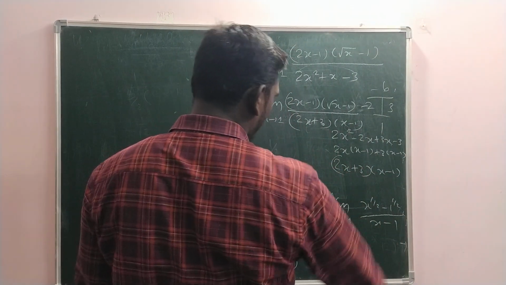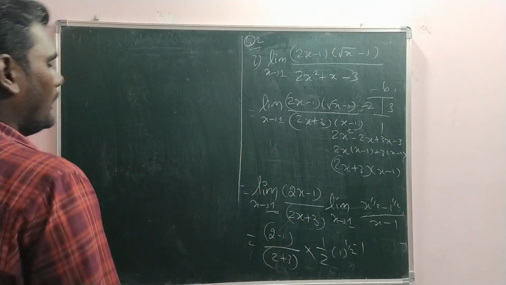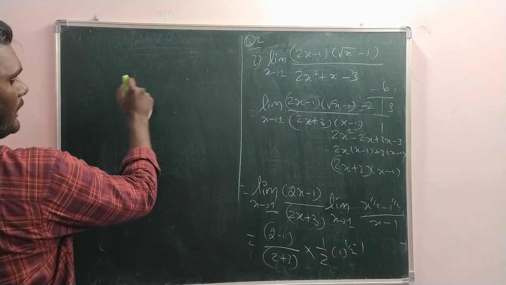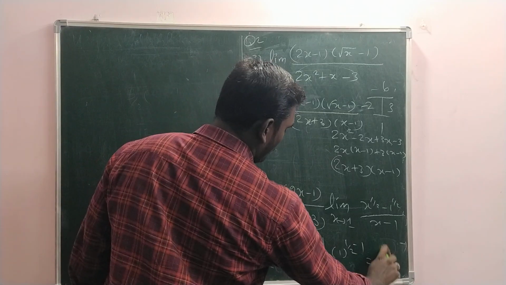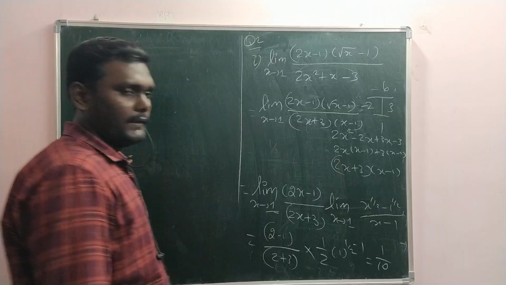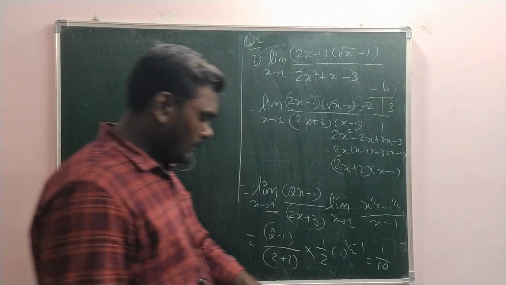One power 1 by 2 minus 1. Yes. Now it is correct. And then simplify. We'll get 1 by 10 as the answer, right? 2 minus 1, 1. Here 1 by 2, 2 plus 3, 5. 1 by 10 is the answer. Alright. Any doubts on this?